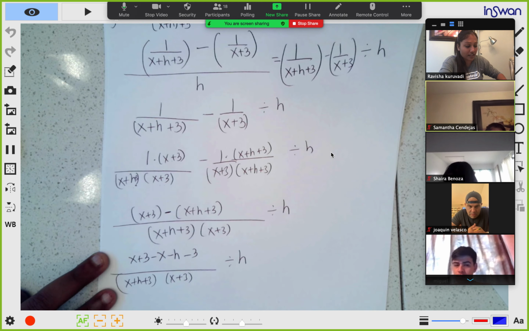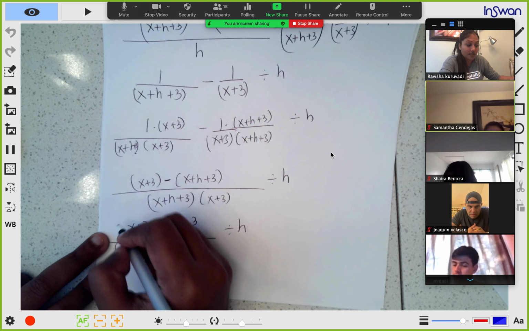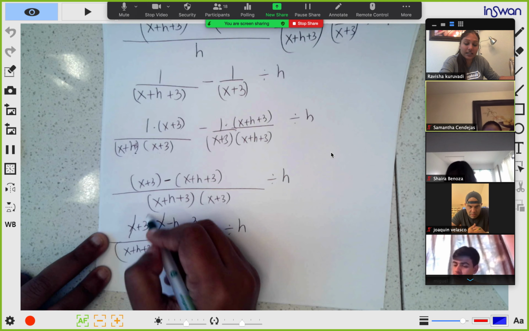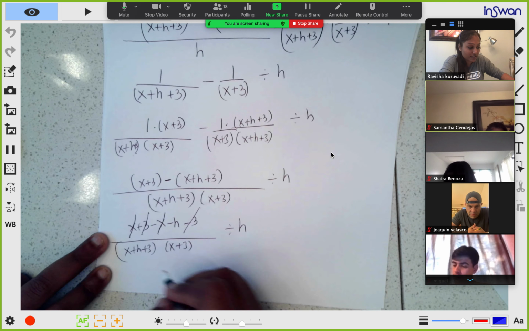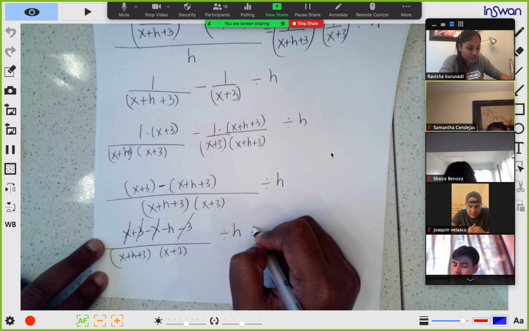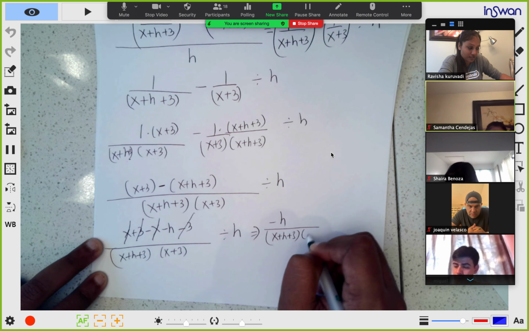Combine the like terms. Positive x, negative x, they cancel. Positive 3, negative 3, they cancel. What you are left with is negative h over (x plus h plus 3)(x plus 3), divided by h.